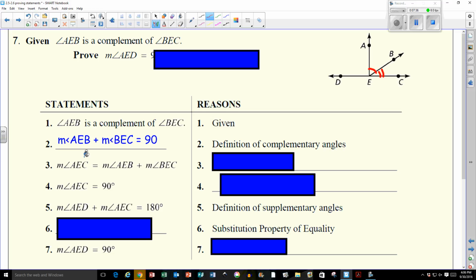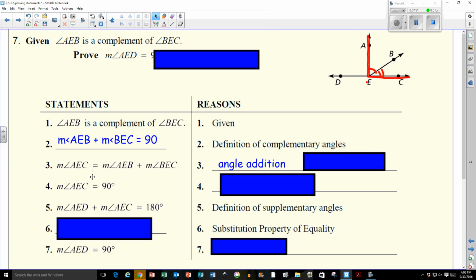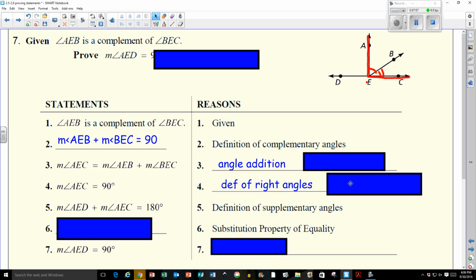The next thing we have is AEC. So AEC is the whole thing here. And that's going to be equal to AEB, which is this piece, plus this piece. So that would be angle addition. Well, I know that AEC is 90 because that's the definition of a right angle.